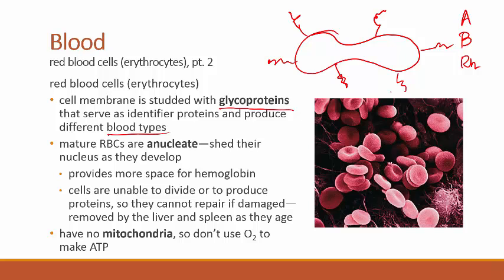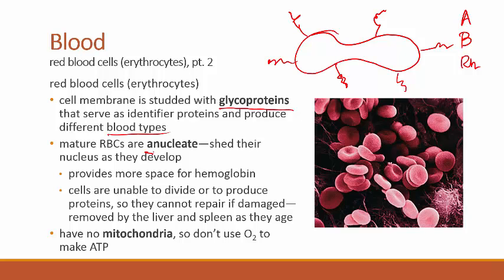As a red blood cell matures, it becomes anucleate. Anytime you see the prefix A, that means without. So an anucleate cell is one that does not have a nucleus. And so late in red blood cell development, they kick out their nucleus and they spend those 4 months circulating in the blood without a nucleus. That's functional. It provides more space for hemoglobin to be found inside the red blood cell.